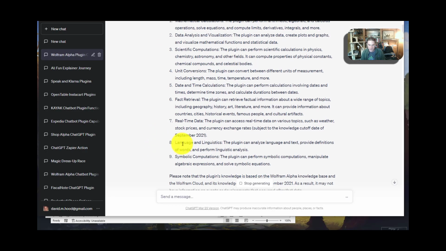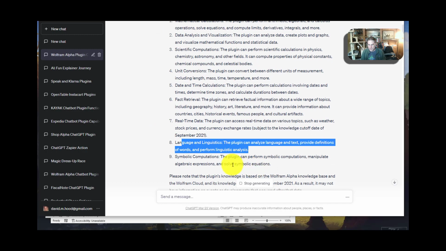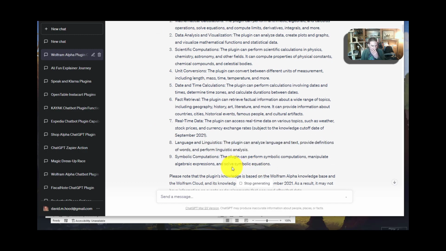Let's see. The plugin can analyze language and text, provide definitions of words, and perform a linguistic analysis. Not sure how useful this is, because I feel like GPT-4 is very, very strong at this. I don't really see any angle here that would be good for that, unless it combined data or math to some degree. Again, I don't really see a way to test this that would be better than GPT-4 in any way. If you have any ideas, let me know, and I'll give it a try.